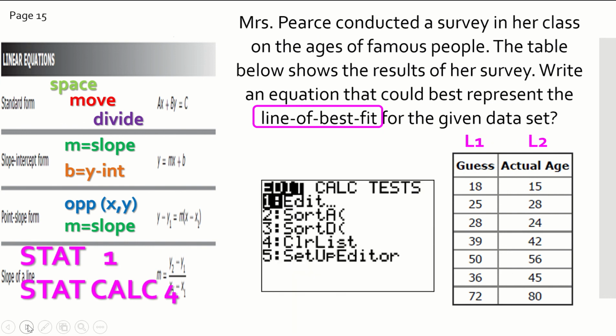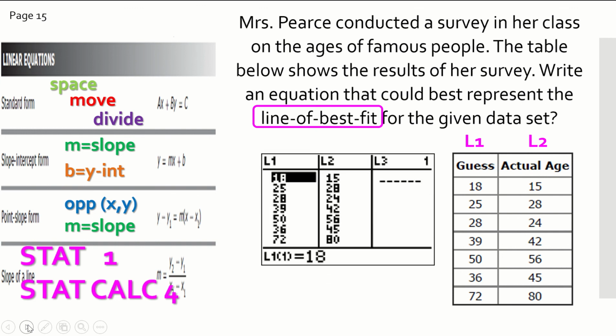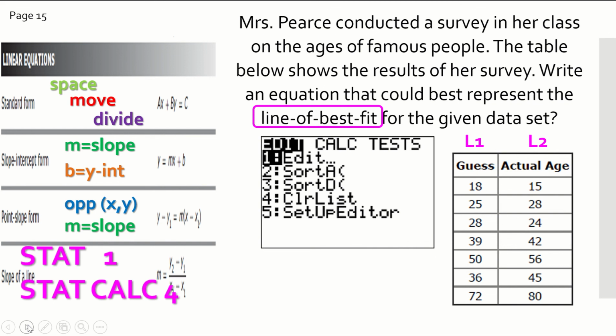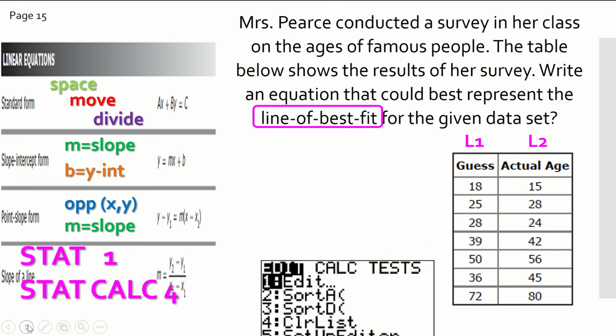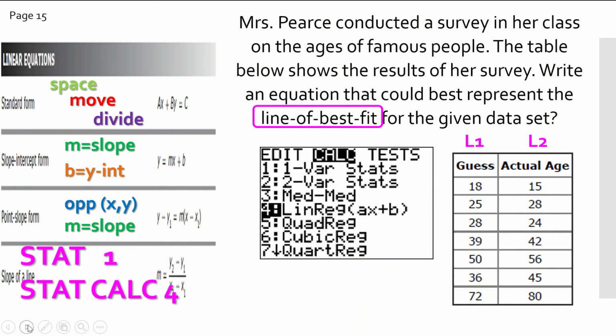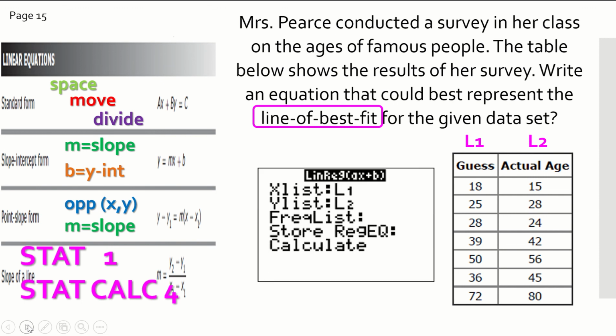So we enter this in STAT Edit. There you'll see the L1s and L2s. We just simply type those values that are given in. So your calculator will look like this right here. Once your data is entered, we then go to STAT, CALC. So you'll arrow once to the right and go down to Linear Regression. Then you'll scroll down to Calculate.